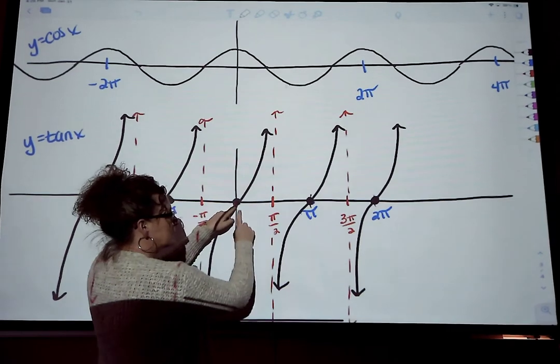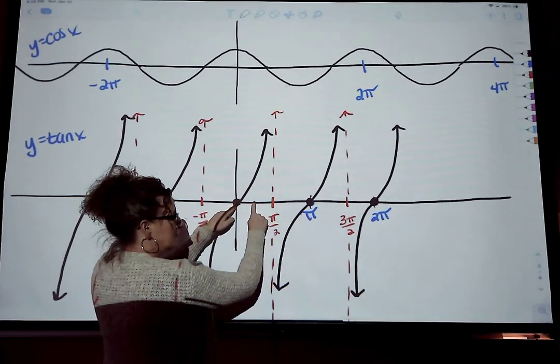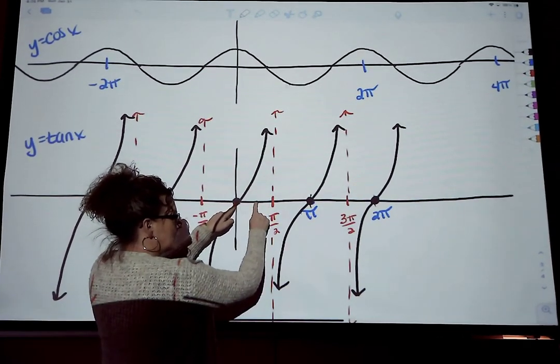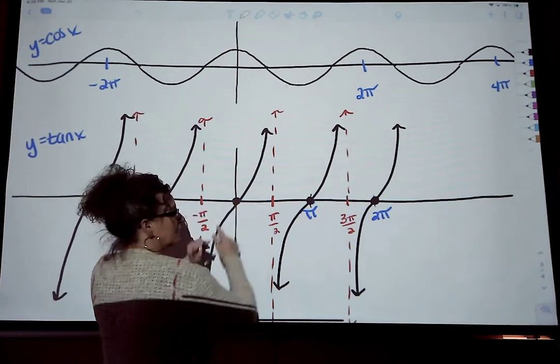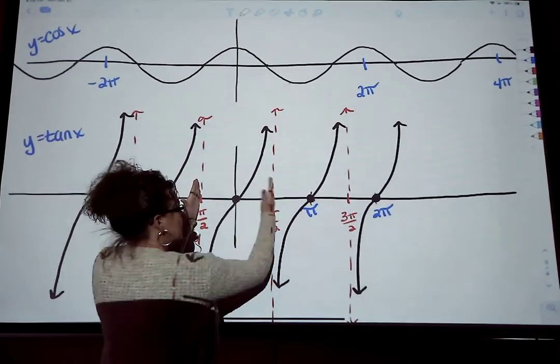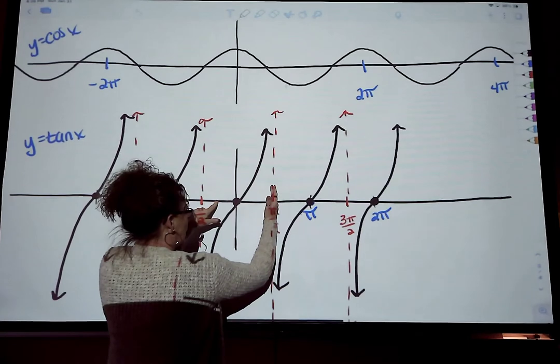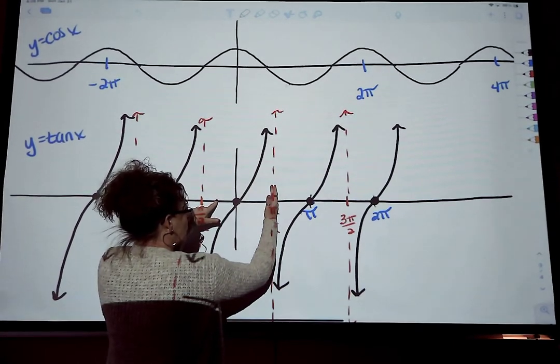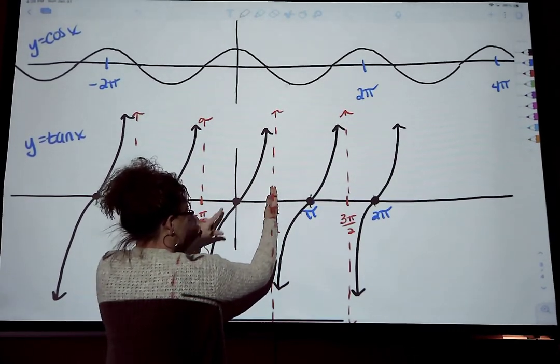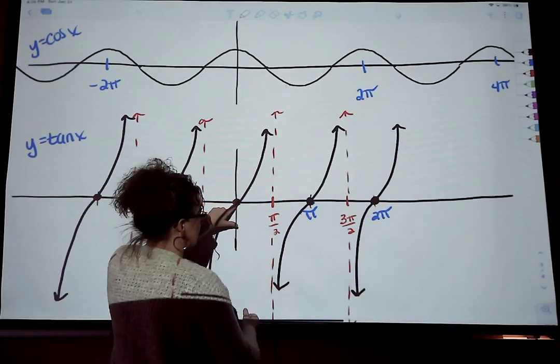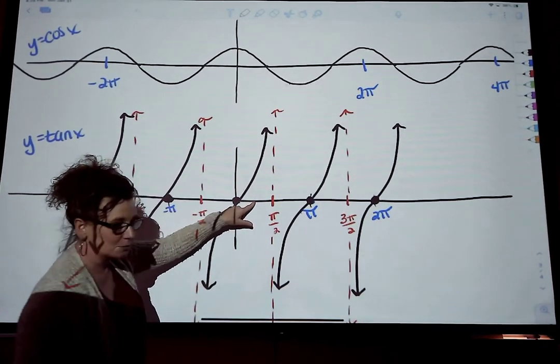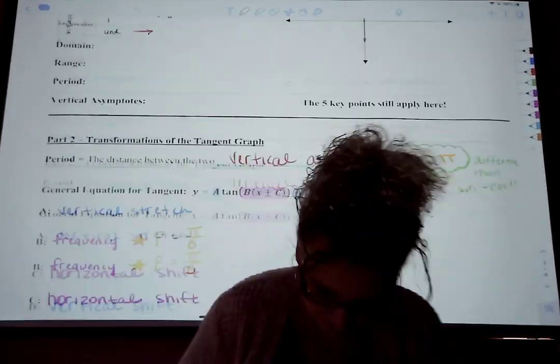So what's halfway between 0 and pi over 2? Pi over 4 and negative pi over 4. So we're going to look at this one and this one. What is my y when x is negative pi over 4? What is my y when x is 0? What is my y when x is positive pi over 4? All right, let's get started.